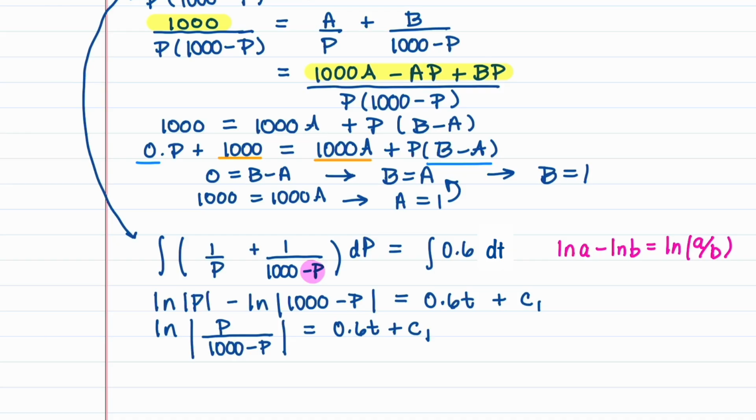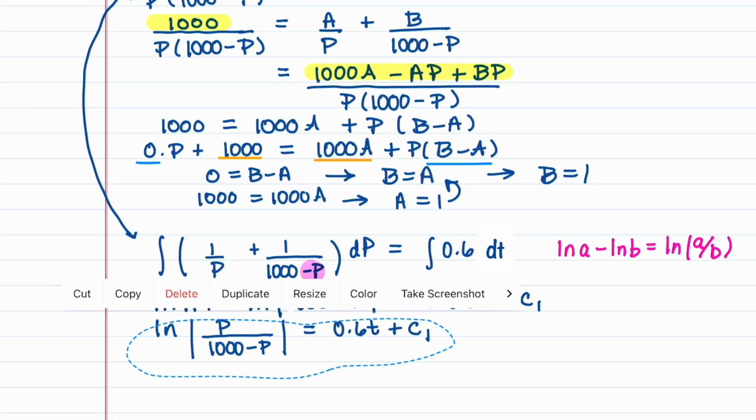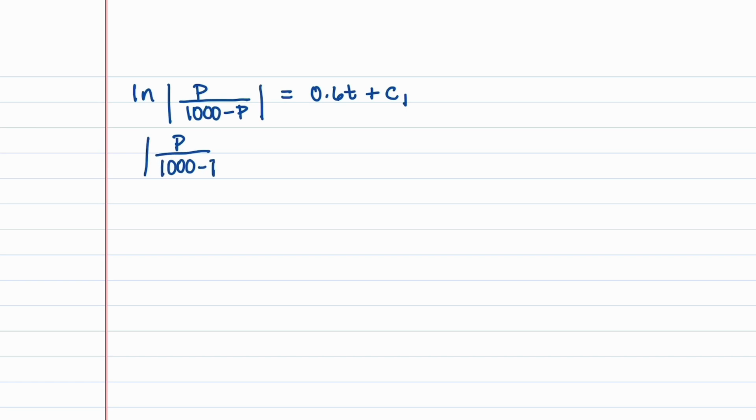We are running out of space, so I am going to grab this and take this to the next page. To get rid of the natural log, we are going to exponentiate both sides of the equation. So on the left, we just get e to the ln, and those cancel out. So our left-hand side is just the absolute value p divided by 1,000 minus p. And then on the right, we have e to the 0.6t plus c1.